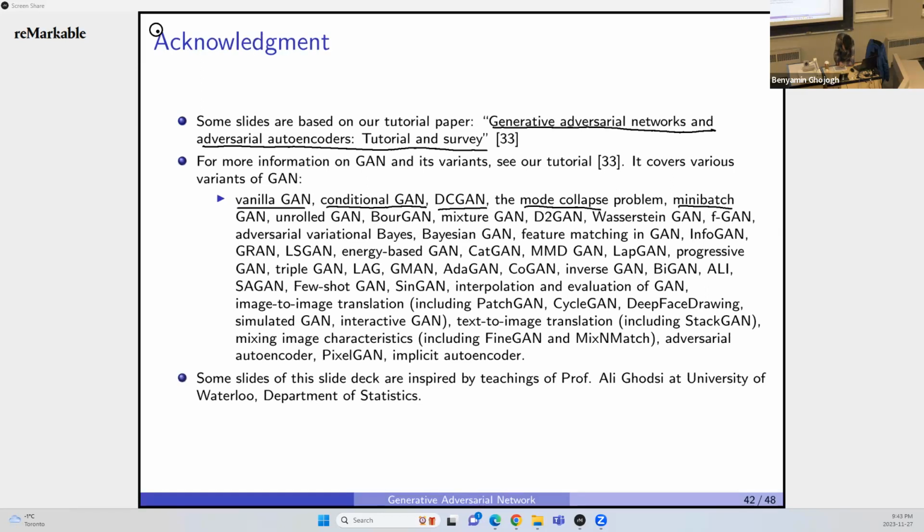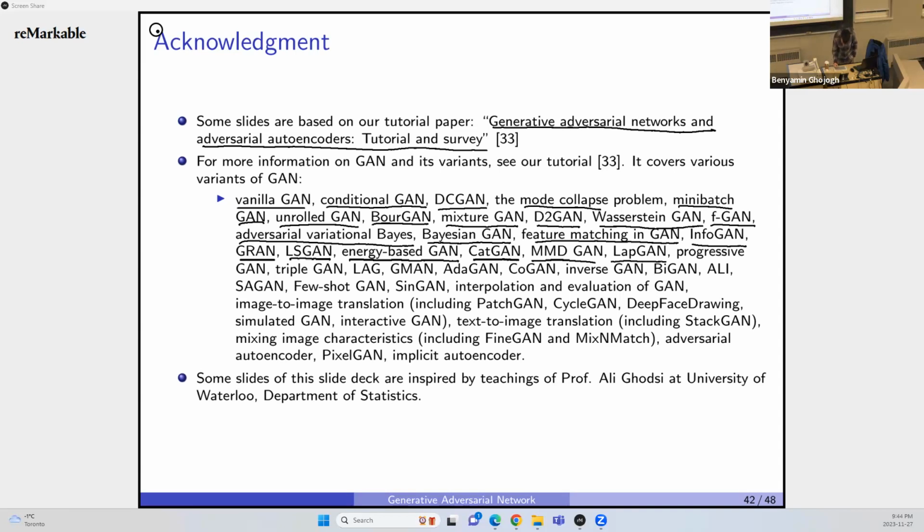Mini batch GAN, unrolled GAN, Bohr GAN, mixture GAN, D2 GAN, Wasserstein GAN, F GAN, adversarial variational Bayesian GAN, feature matching in GAN, info GAN. Info GAN uses information theory too. G-GAN, LS GAN, energy-based GAN, CAT GAN, MMD GAN. What is MMD? Maximum mean discrepancy. One of the methods for finding out the difference of two distributions is maximum mean discrepancy, proposed by Scholkopf et al. in Max Planck Institute, the god of kernels.